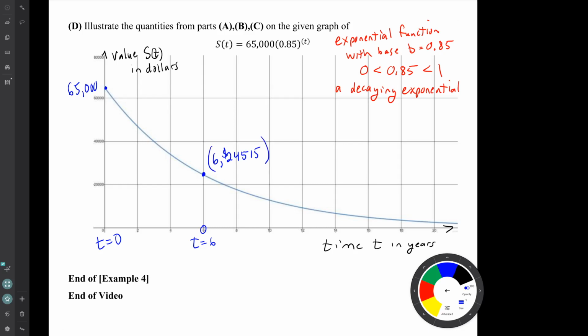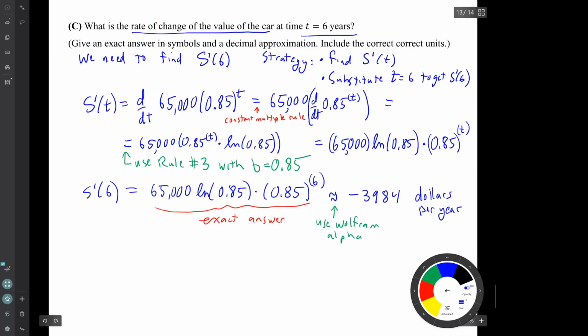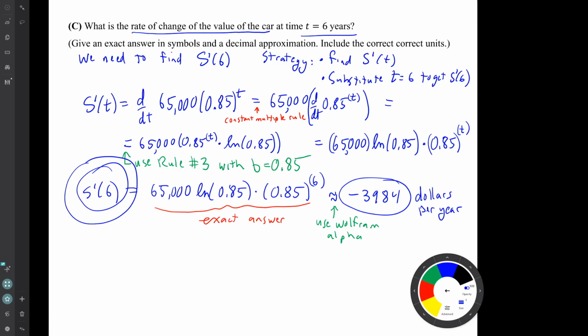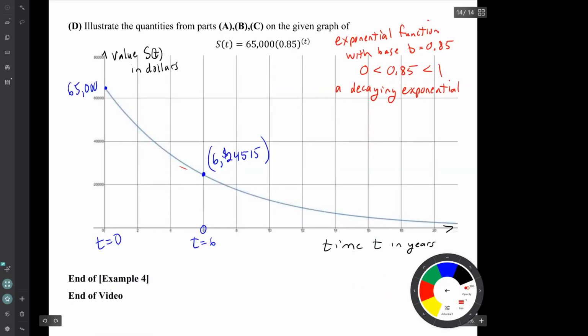Now question C. Question C, we found this. S prime parentheses 6 equals roughly minus 3984. Well, S prime parentheses 6 is the slope of a tangent line, the line tangent to the graph at time t equals 6. So we have to draw that tangent line and label it with this number as its slope. So you see that the value of the car is going down, and that tangent line has a negative slope.